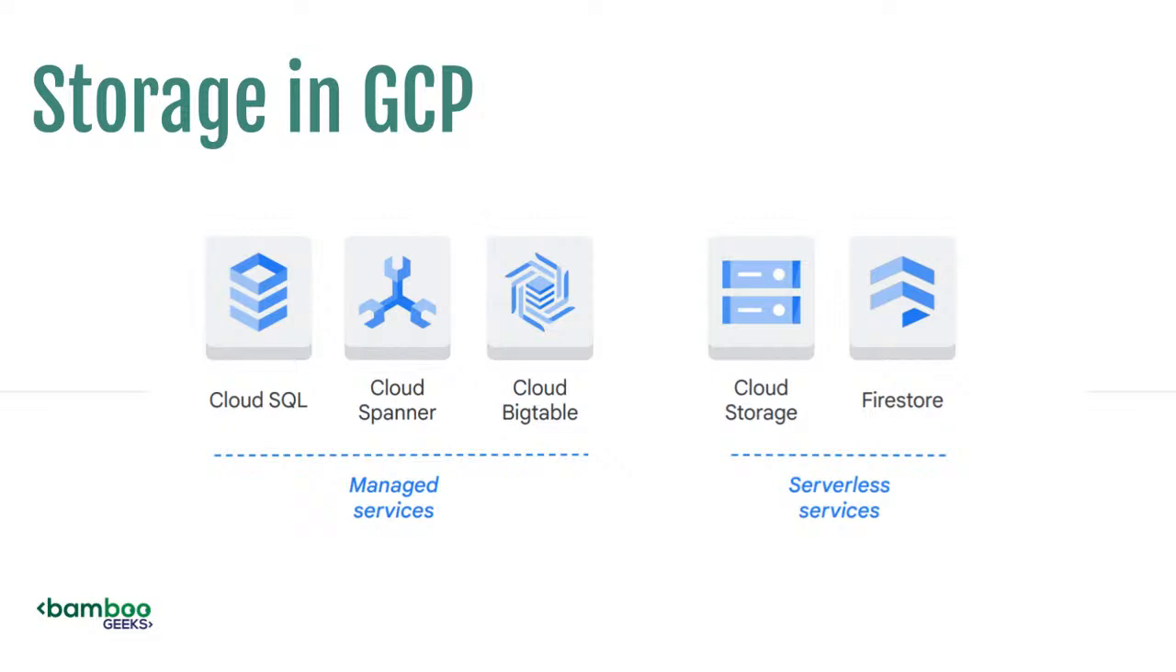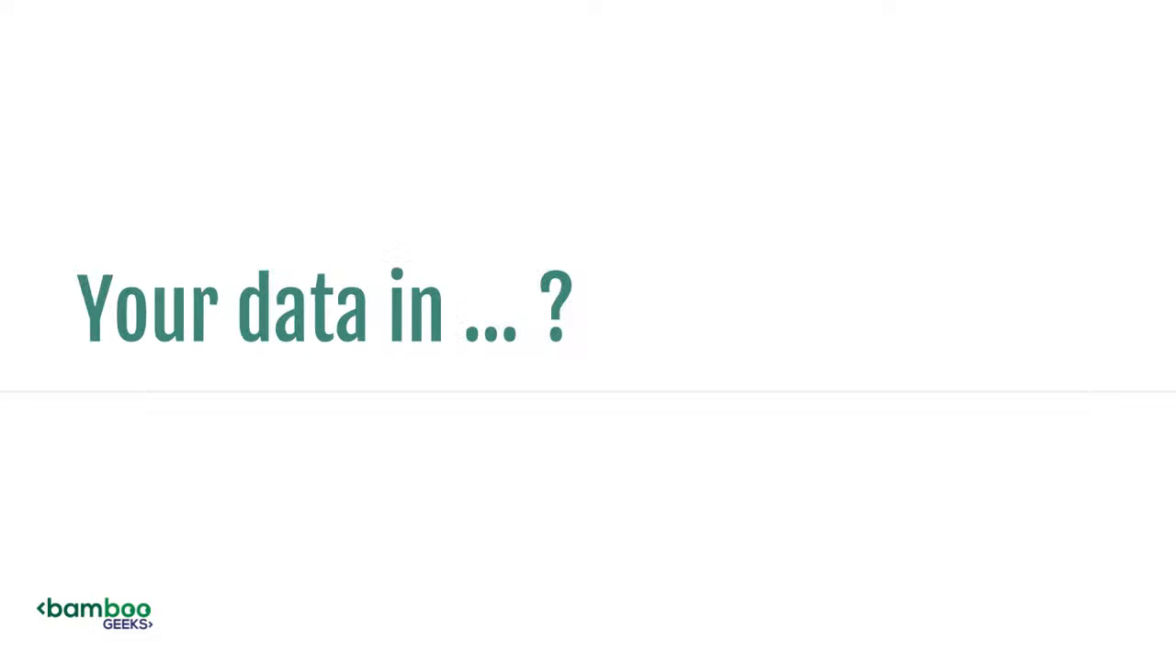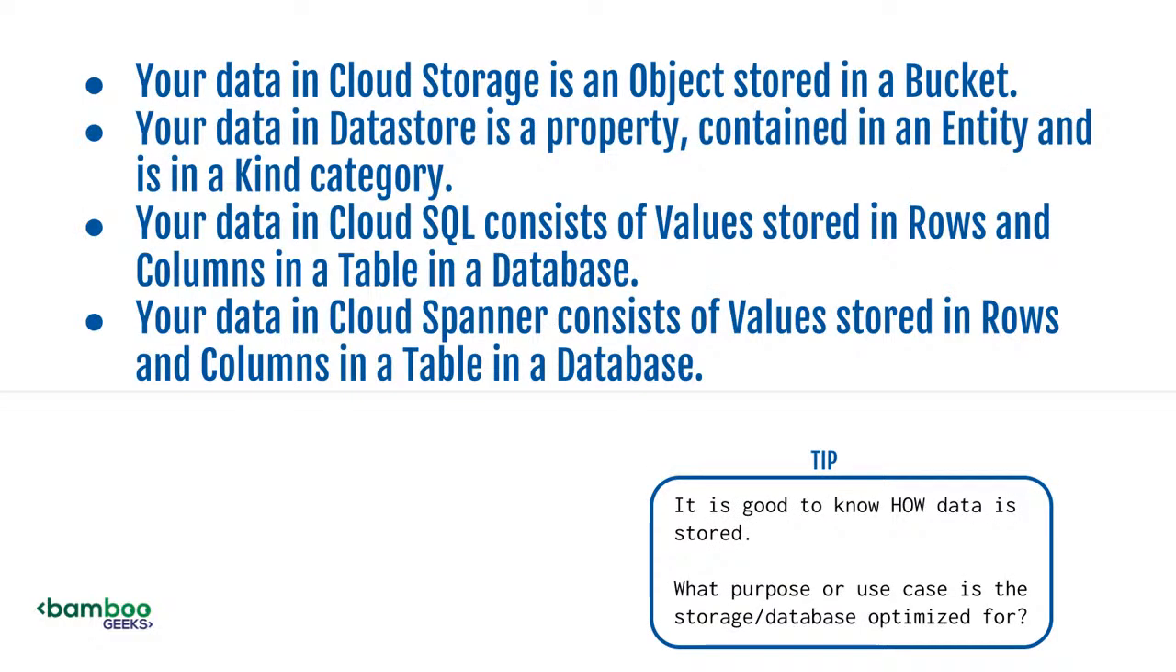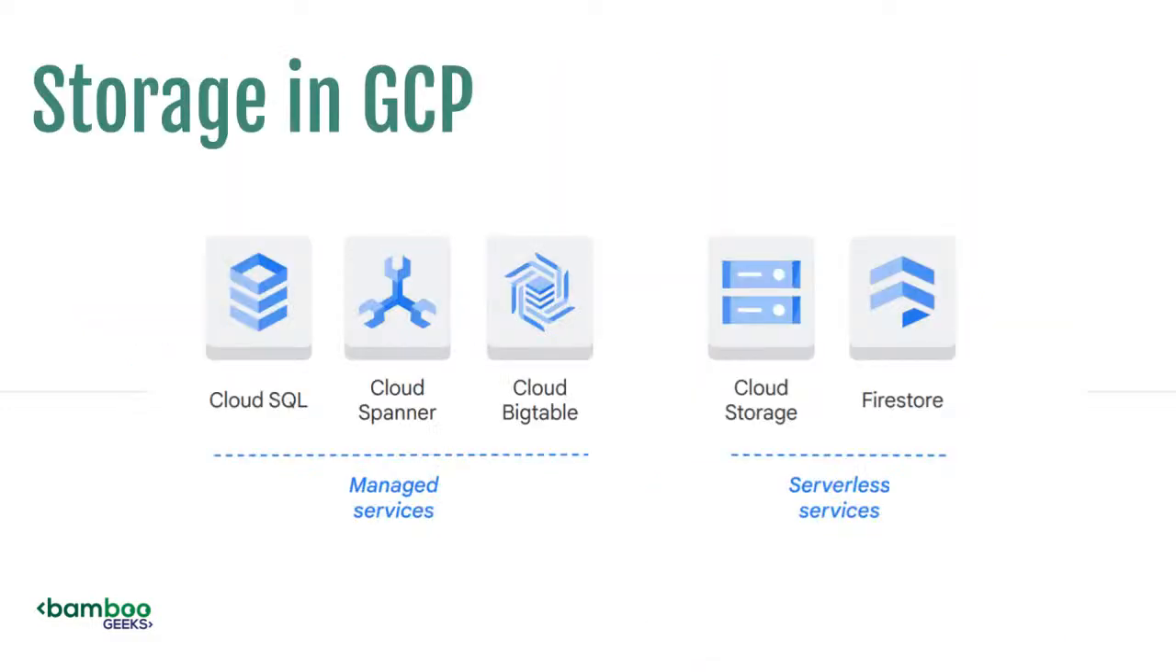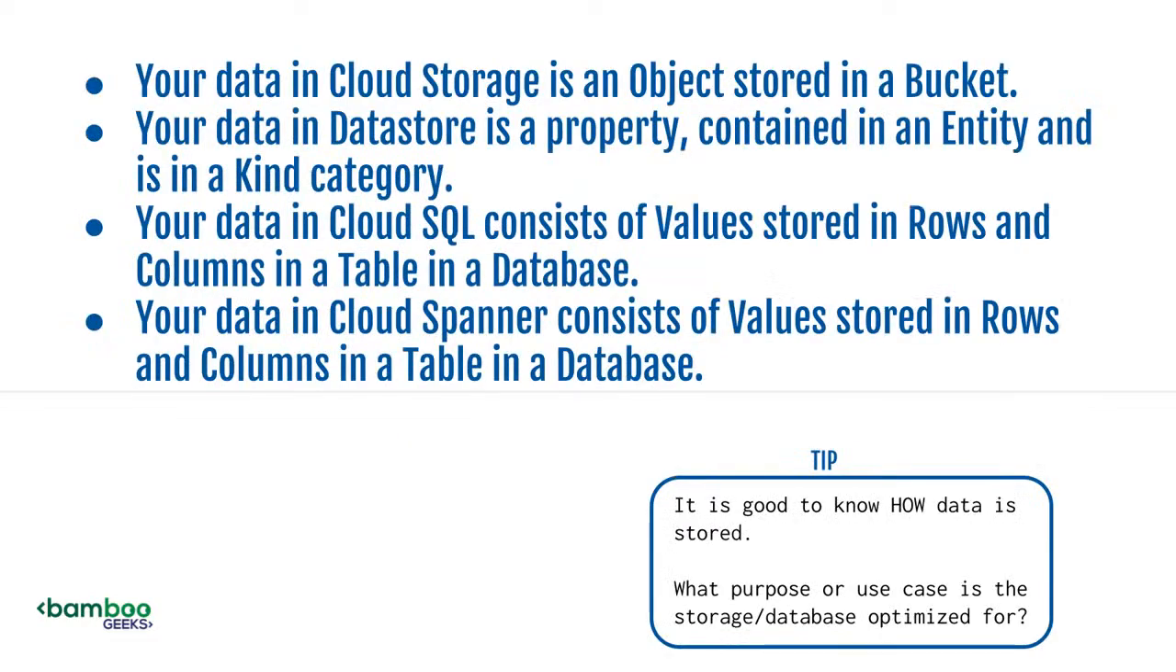Either we are going to be storing tabular or numerical or categorical data, in which case we use the three services on the left. And if we want to store unstructured data, we can store files or images or videos in Cloud Storage or in Firestore. So it's very important to know in which service your data is going to be represented and in which way. If your data is in Cloud Storage, which is serverless, it's an object stored in a bucket.